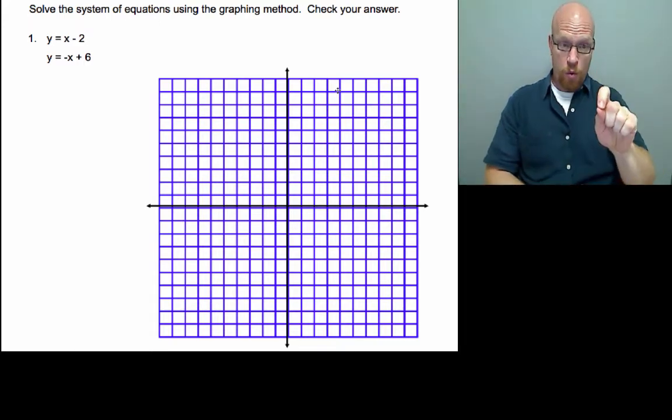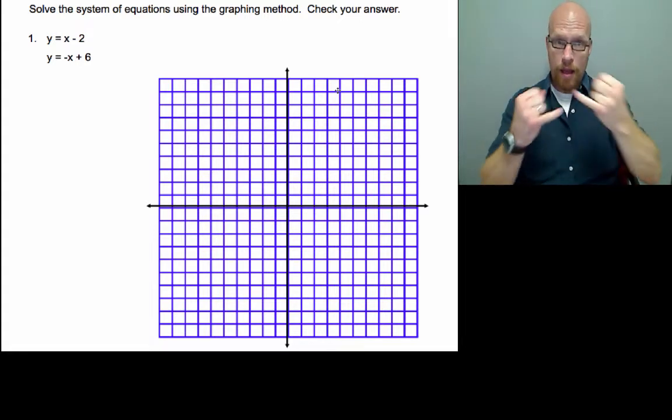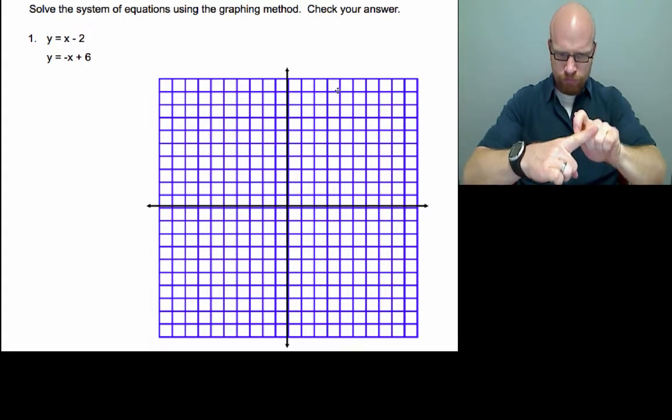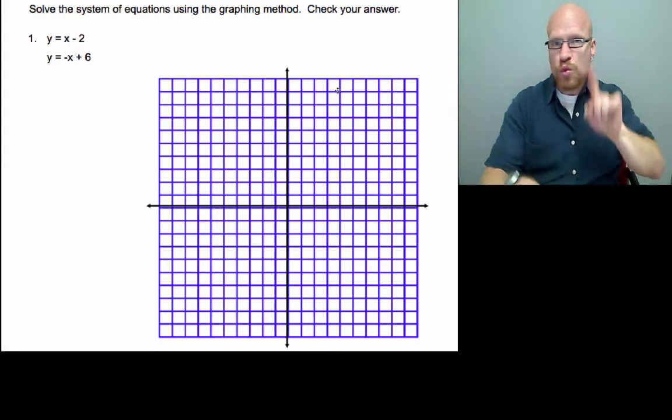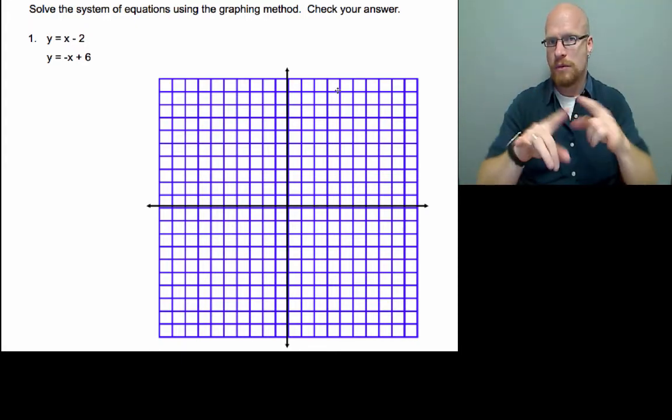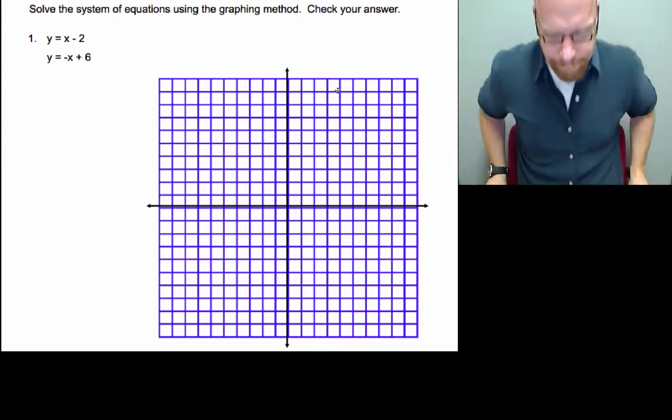First, we need to figure out what that means. We need to find one point that exists that both lines share. That's how the solution works. That is the solution of two equations.